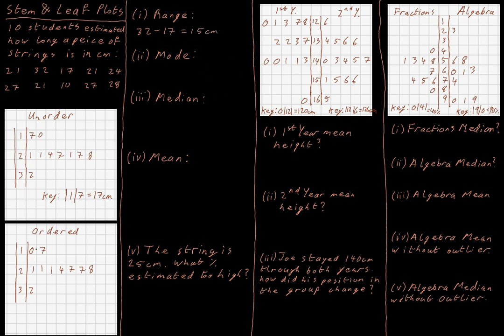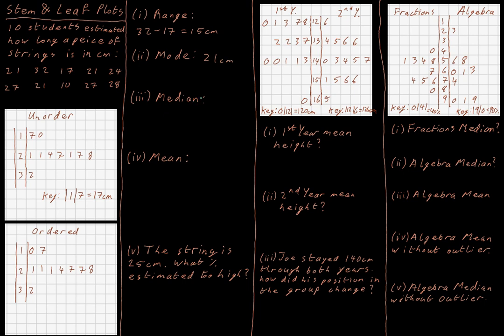What's the mode? The mode is the most frequently seen number, the most popular number. And that is 21. I have two 27s, but I have three 21s. So 21 is the modal number. 21 centimeters is the most frequently seen estimate of the length of the piece of string.